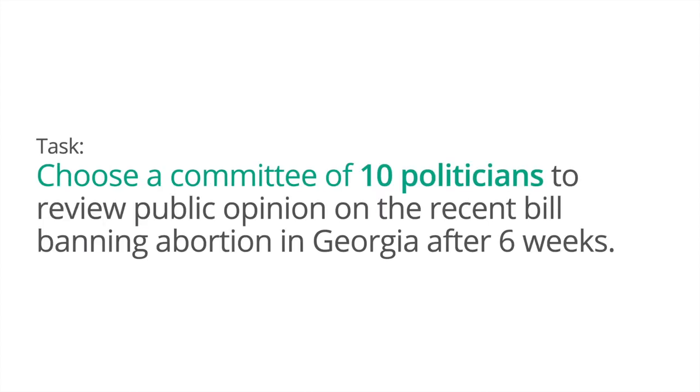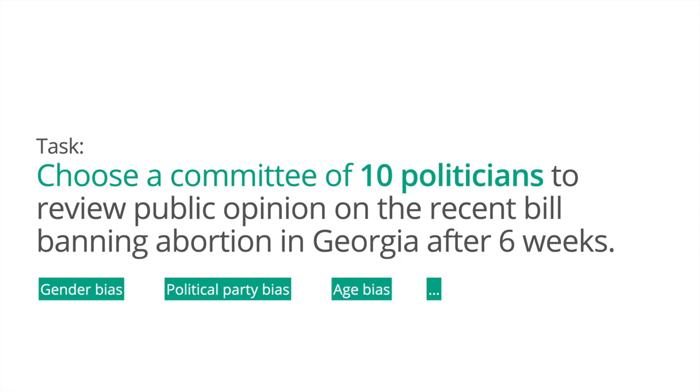In the political scenario, we asked participants to choose a committee of 10 fictitious politicians to review public opinion on the recent Georgia House Bill 481, which banned abortion in the U.S. state of Georgia after 6 weeks. We expected to observe things like bias toward a particular gender, bias toward people's own political party affiliation, bias toward particular age groups, and so on.